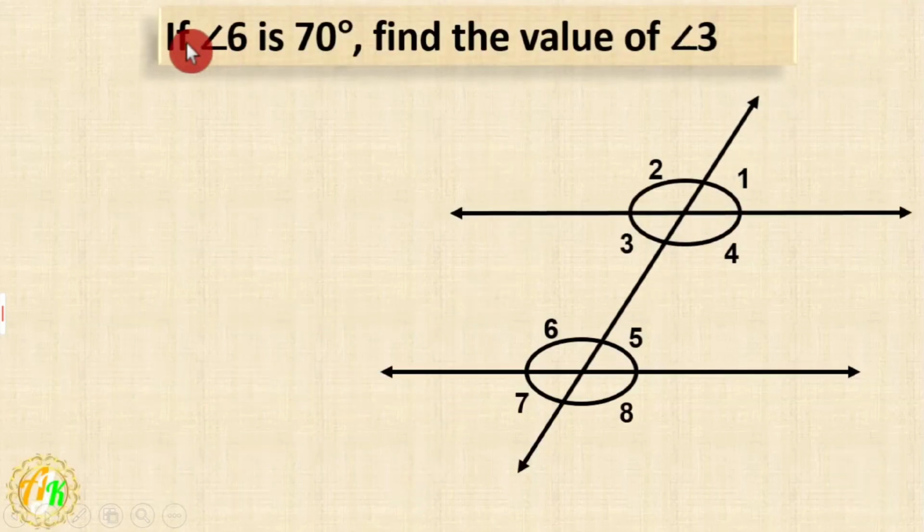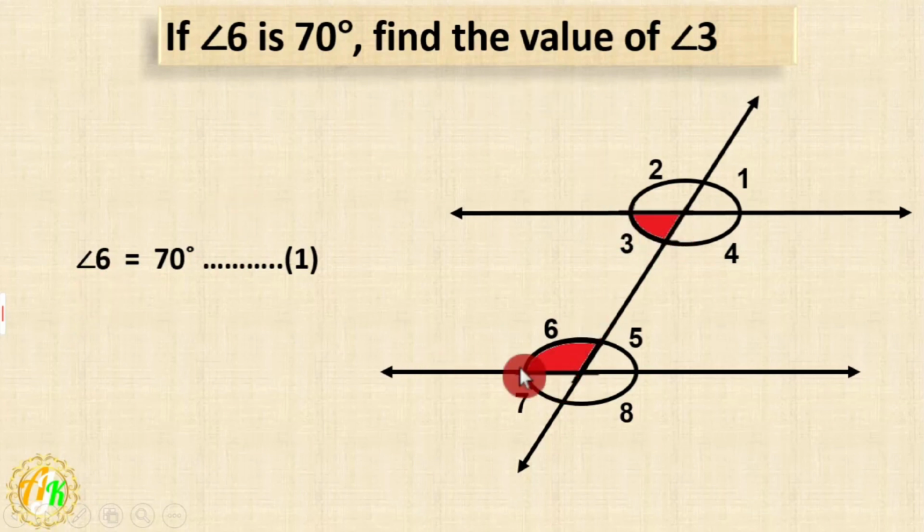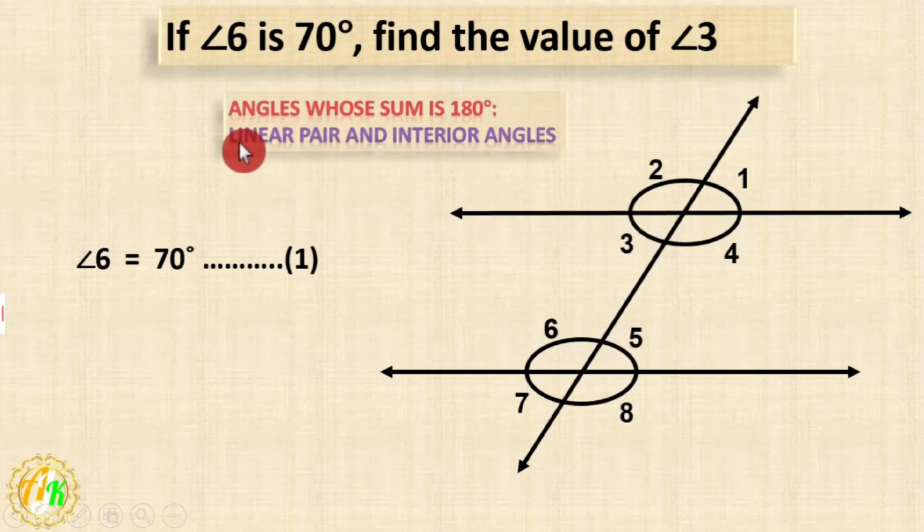Next question, if angle 6 is 70 degree, find the value of angle 3. Now angle 3 and angle 6 lie on the same side of the transversal line. Angle 6 equal to 70 degree, it is given, just write on it. And now we have to find the value of angle 3. We know the relation of angle 6 and angle 3, as angle 6 and angle 3 are interior angles. They lie on the same side of the transversal line.